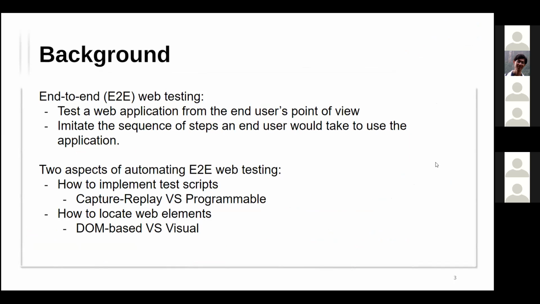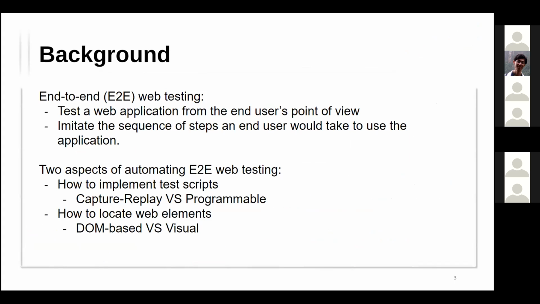So to start off, what is end-to-end web testing? End-to-end web testing is testing a web application from the end user's point of view. What we want to do in end-to-end web testing is imitate what a normal end user would do to use the web application. So two aspects of automating end-to-end web testing are how to implement test scripts and how to locate web elements.